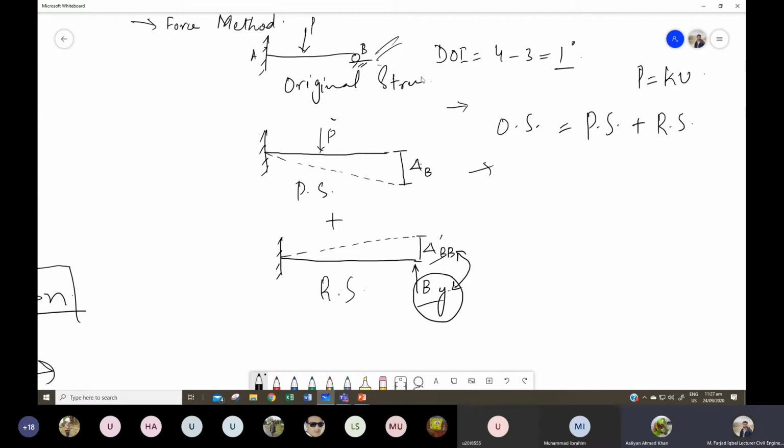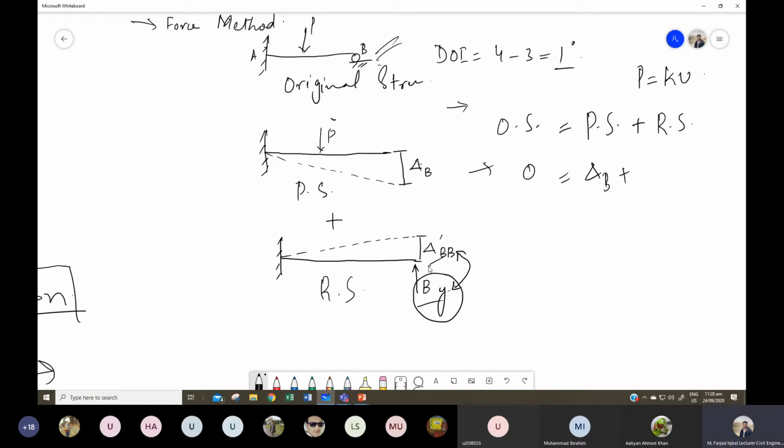Is there any deflection that I've shown over a roller support or any? I haven't shown any deflection over here, right? So let's just call it zero deflection, right? So now I have removed this roller support from the right end, and we have this small deflection. So in this primary structure, we have this deflection delta B, right?